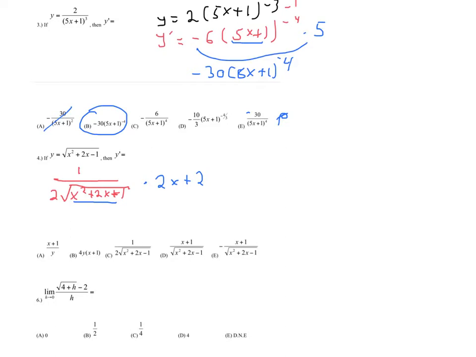Now there is some cleaning up that we can do here, because if we look at this part, we could rewrite that as 2 times (x plus 1) and then over 2 square roots of that stuff. These 2's are going to cancel, so we're left with x plus 1 over the square root of x squared plus 2x minus 1.